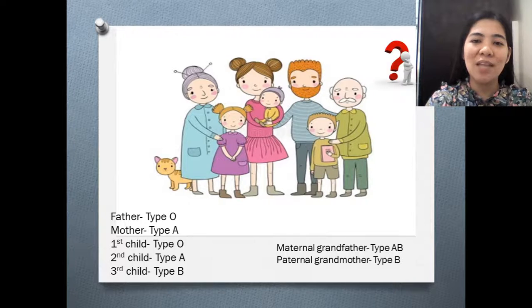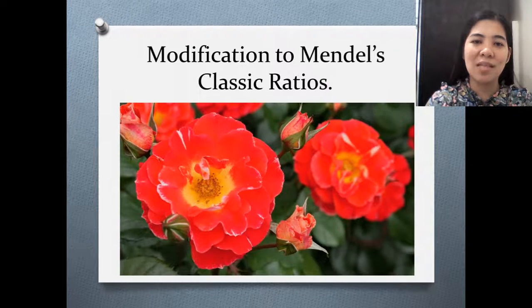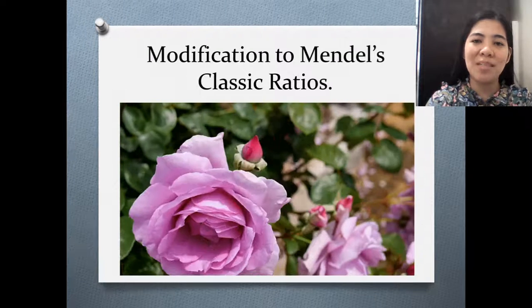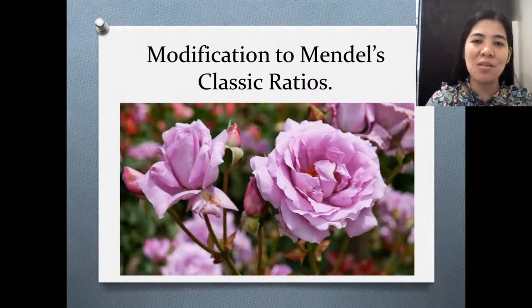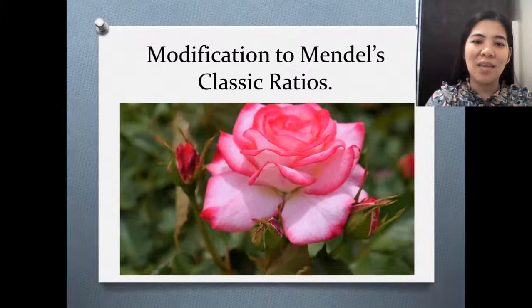To answer that, we have to understand first how this blood type, which is a non-Mendelian trait, is inherited. Now kindly get your notebook and pen so that you can take down notes. Our topic for today is about modification to Mendel's classic ratio. Who among you here can recap about Mendel's classic ratio? Remember our class rule that if you want to answer, just raise your hand. Yes, Anne. Okay, thank you.